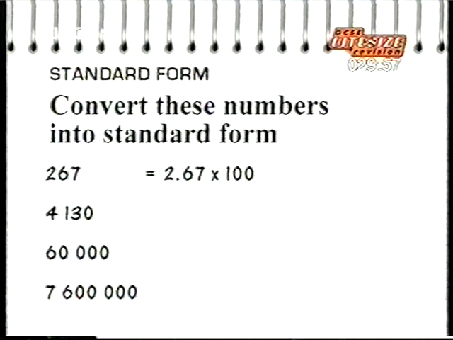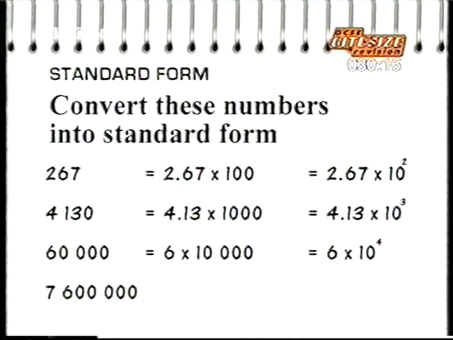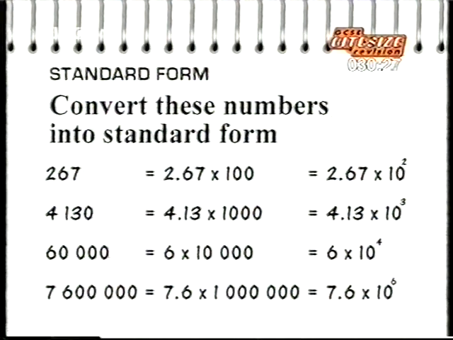267 is 2.67 times 100, which is 2.67 times 10 to the power 2. 4,130 is 4.13 times 1,000, which is 4.13 times 10 to the power 3. 60,000 is 6 times 10,000, which is 6 times 10 to the power 4. 7,600,000 is 7.6 times 1 million, or 7.6 times 10 to the power 6.